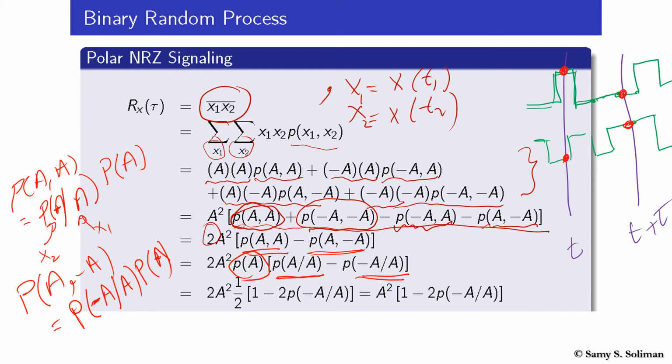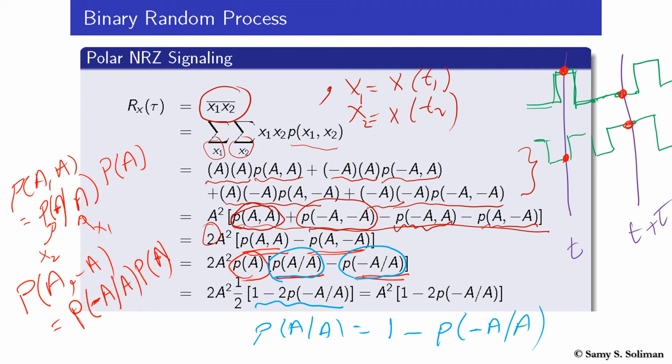Of course, you can notice that these two conditional probabilities are complementary, because one of them is the probability of A given a certain condition, while the other is the complementary event, which is the probability of negative A given the same condition. So we can say that the probability of A given A is equal to 1 minus the probability of negative A given A, and with substitution, between the brackets we have 1 minus twice the probability of negative A given A.